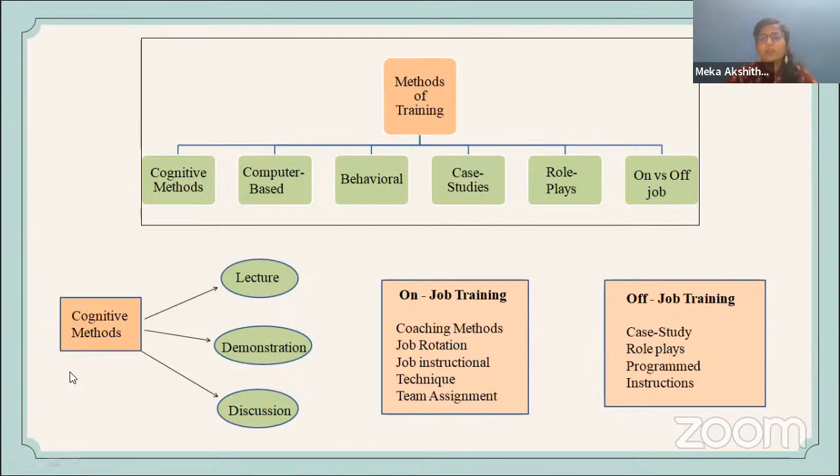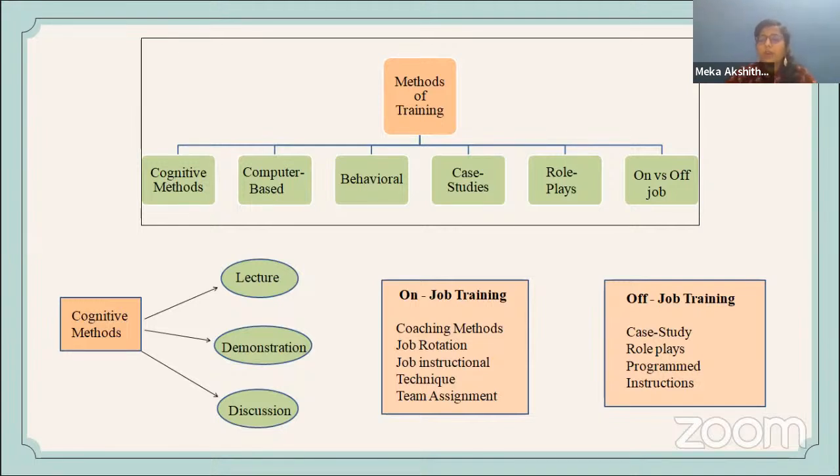So yes, now we'll be discussing methods of training. What all methods can we use in order to train the employees in an organization? The methods include cognitive methods, computer-based methods, behavioral methods, case studies, role plays, on-job versus off-job training methods. We'll be discussing all these methods of training in detail. First, let us discuss cognitive methods. Cognitive methods are of three types: lecture method, demonstration method, and discussion method.